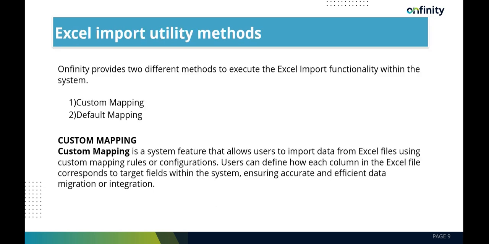Next one is Excel import utility methods. So, in Onfinity, we have two main methods to import data from Excel: custom mapping and default mapping. In custom mapping, we can create our own mapping. That means we decide which Excel column should go into which field in the system. It's useful when our Excel format keeps changing, or when we want more control over the import process.